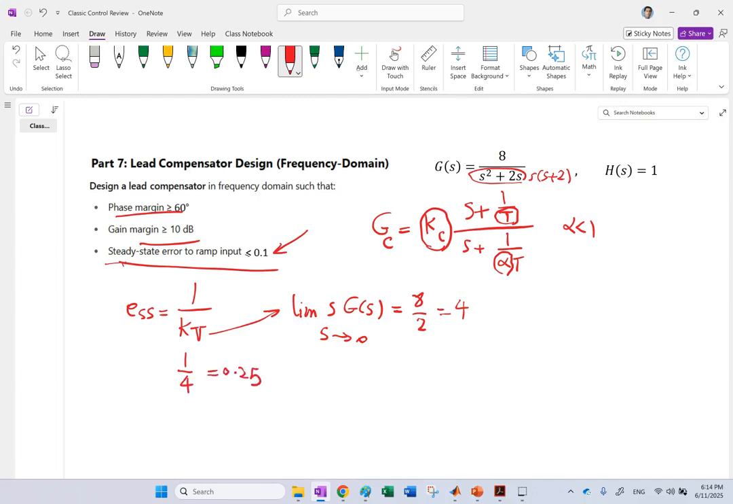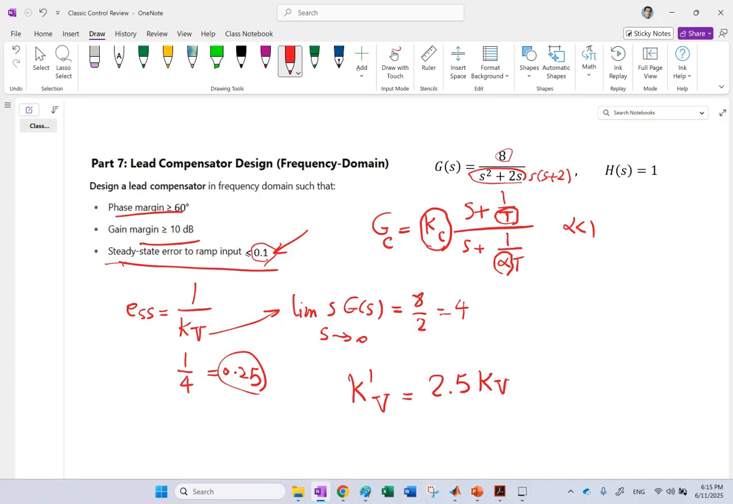So right now, your steady state error to ramp is 0.25, but I'm going to bring it down by a factor of 2.5 to make it less than 0.1. For that to happen, of course, the new Kv, if I call it Kv prime, should be the old Kv times the ratio between these two numbers. So it should be 2.5 times the old Kv. Okay, so this number should be multiplied by 2.5 to make it happen.